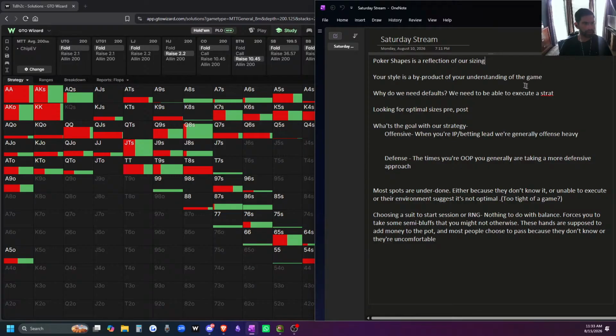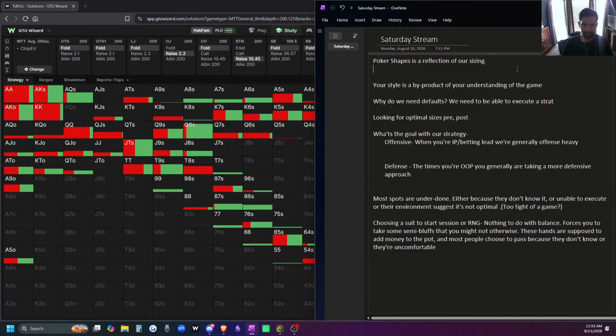Okay. All right. So, reflection of our sizing. That honestly is an excellent way of starting, is basically you pushing back on one of my notes. So the shapes that we can have are going to be linear, polar, or condensed. Oh, okay. Now I know what you mean.